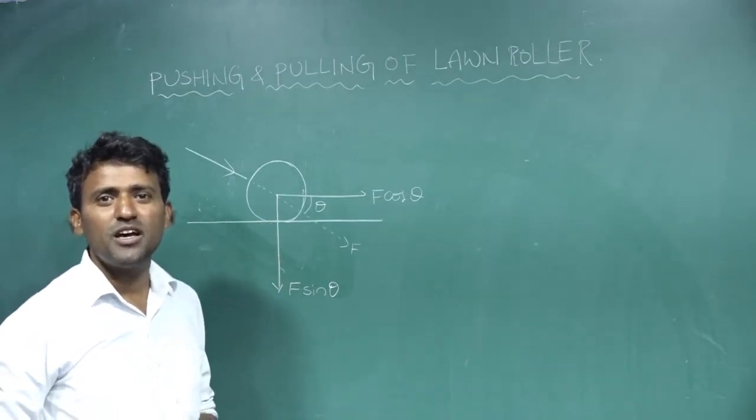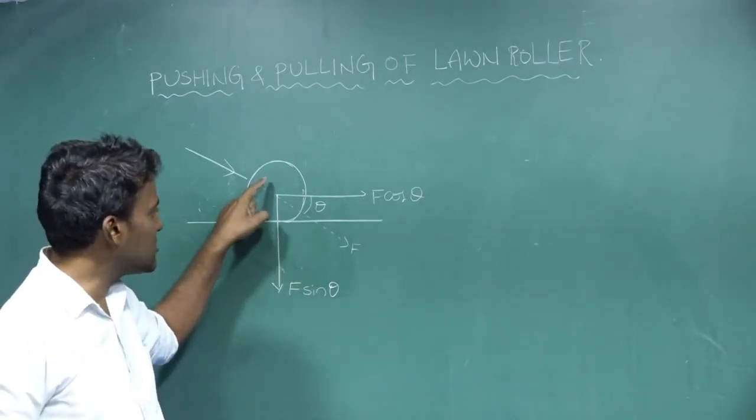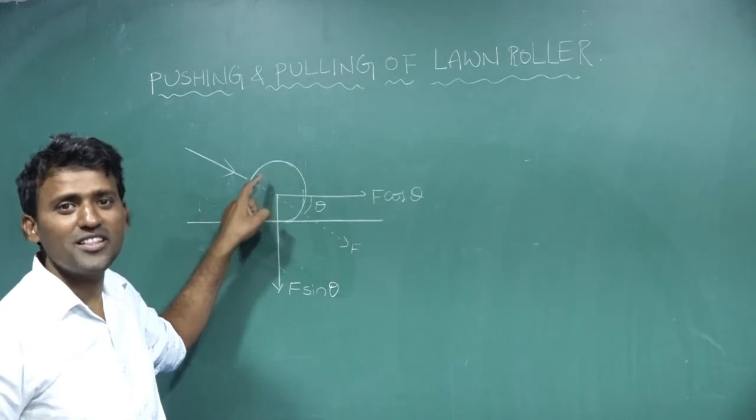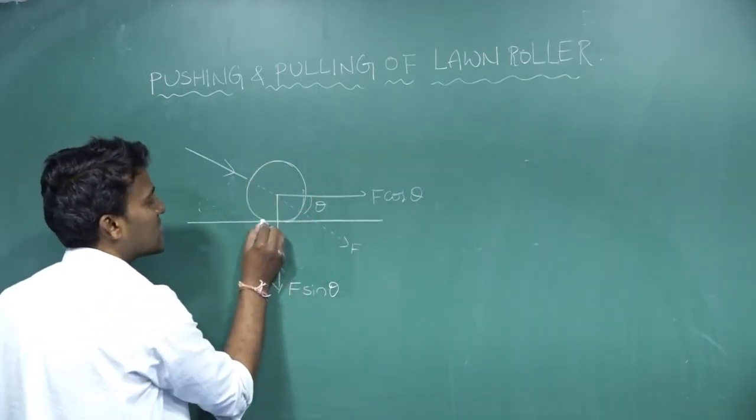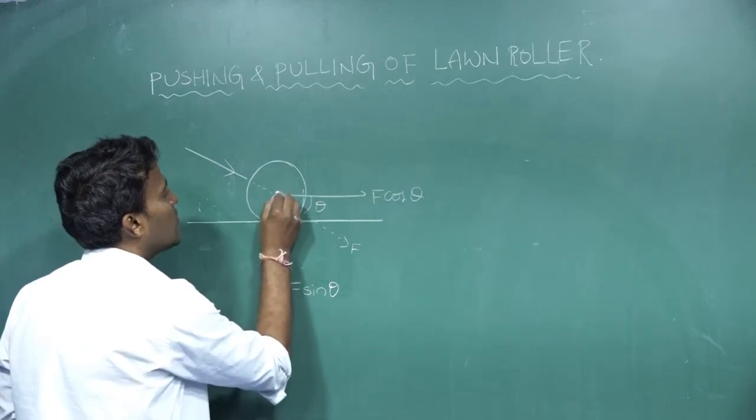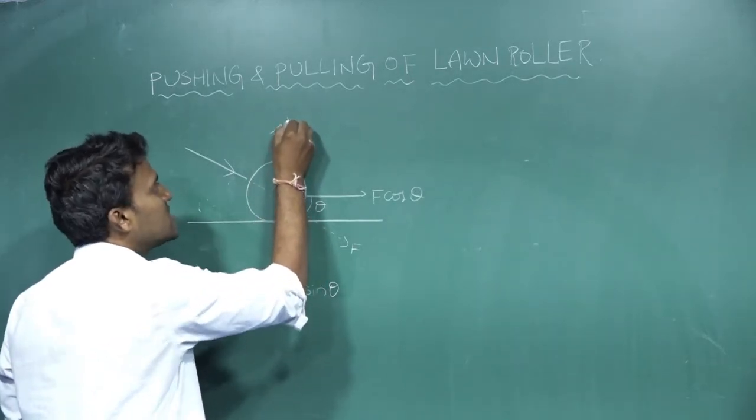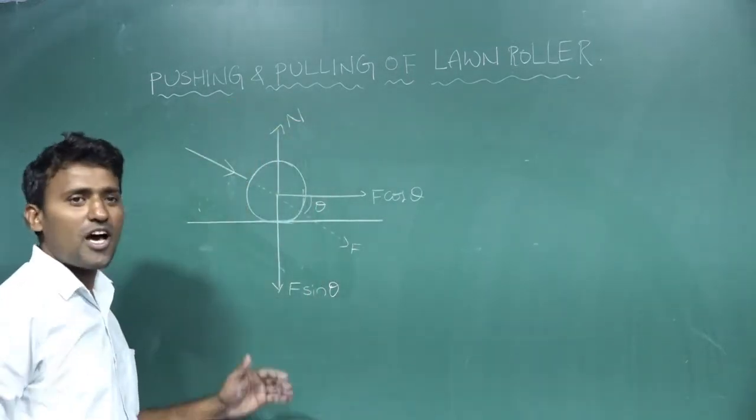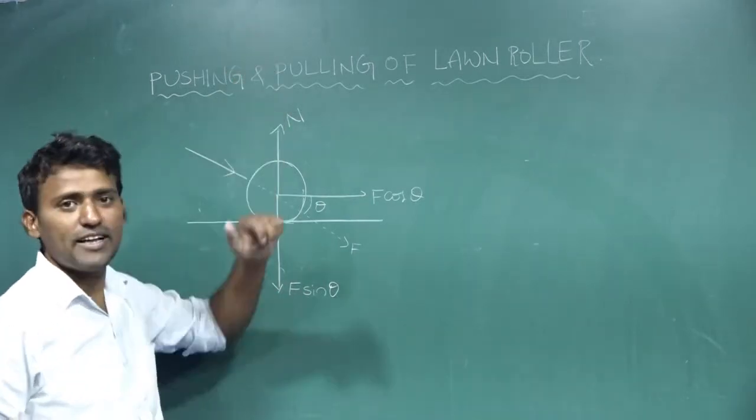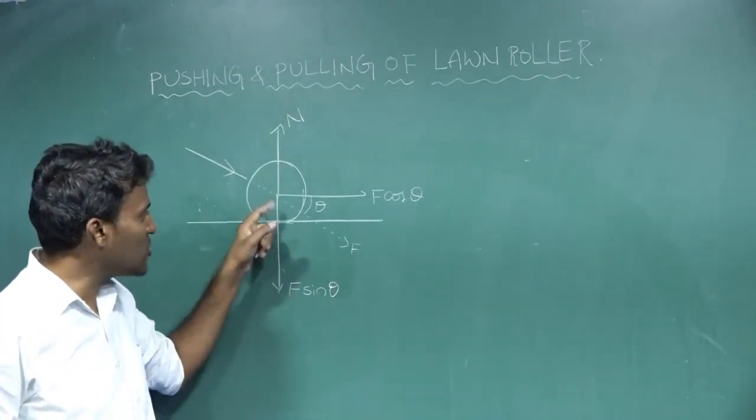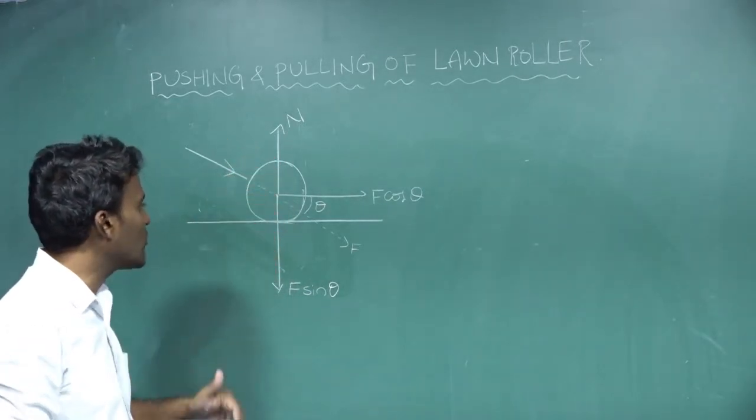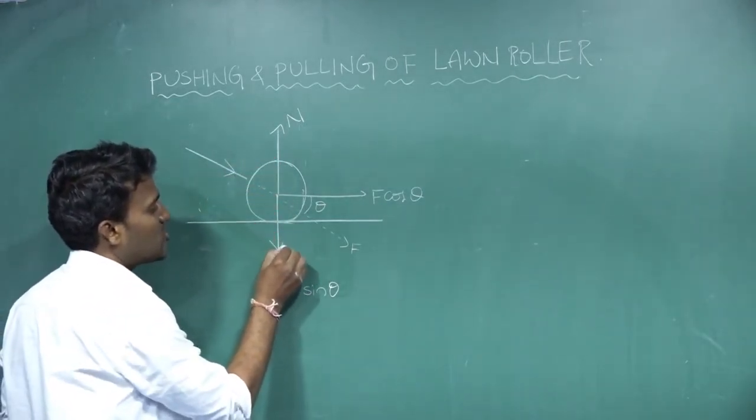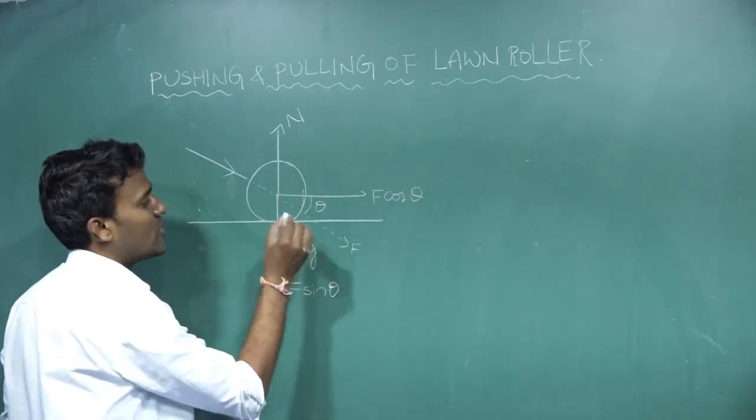At that moment, a force can exist on the land roller, which is perpendicular to the plane of contact. This is the plane of contact. We call it the normal force. The normal force acts in the upward direction. In which direction will the weight of the land roller act? The weight of the land roller will act in the downward direction.